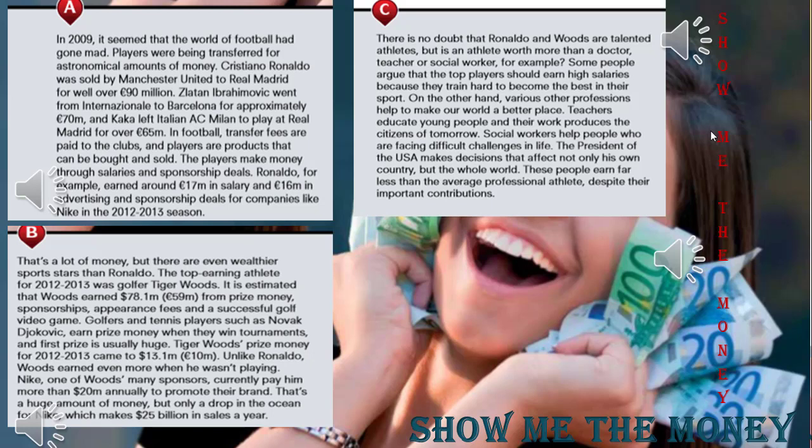Teachers educate young people, and their work produces the citizens of tomorrow. Social workers help people who are facing difficult challenges in life. The President of the USA makes decisions that affect not only his own country, but the whole world. These people earn far less than the average professional athlete, despite their important contributions.